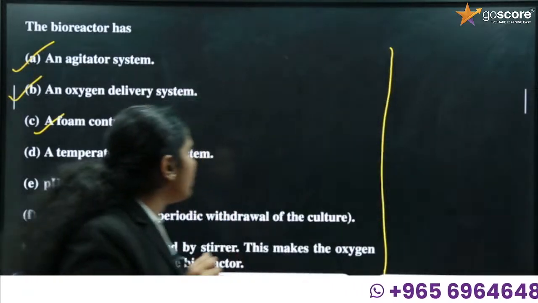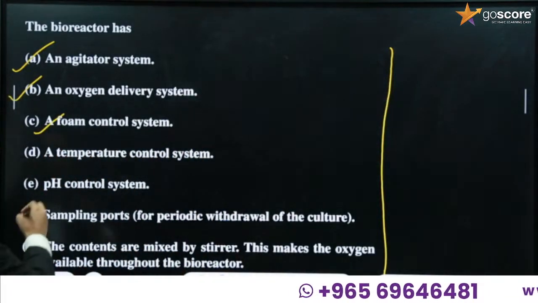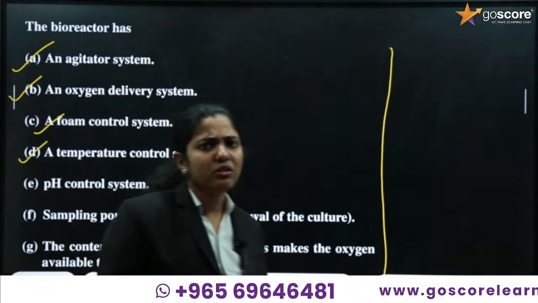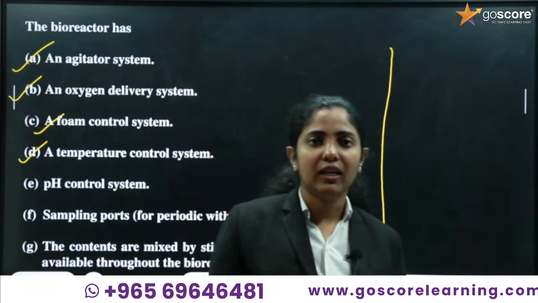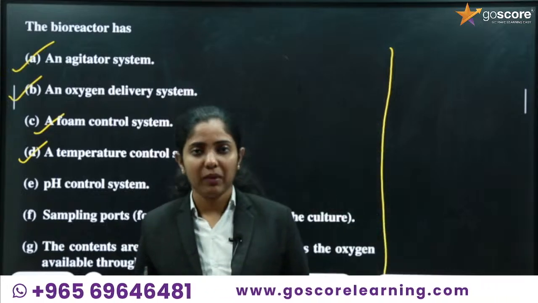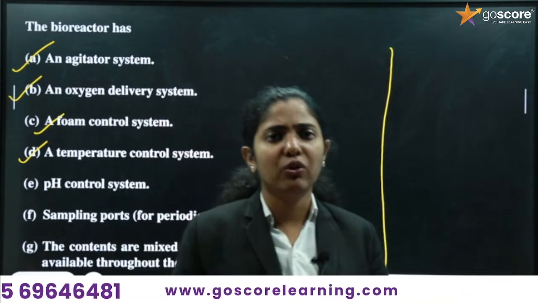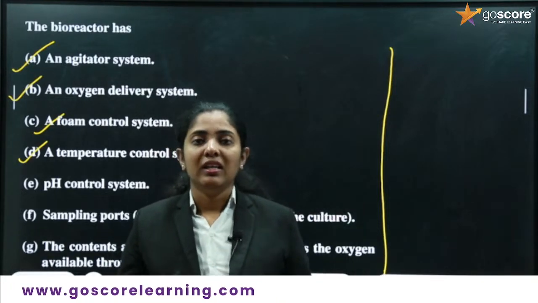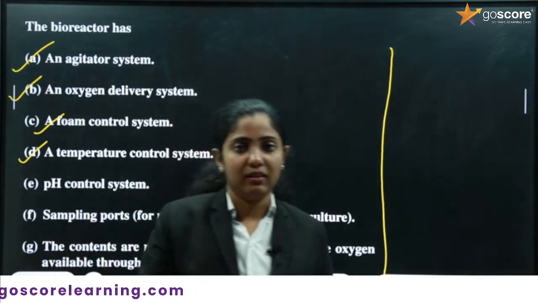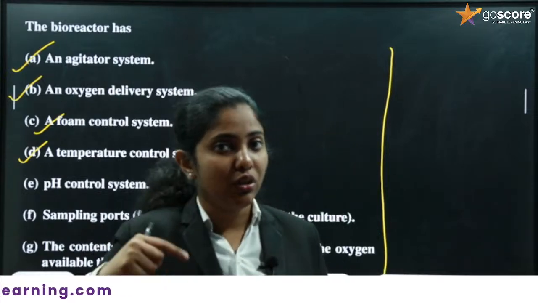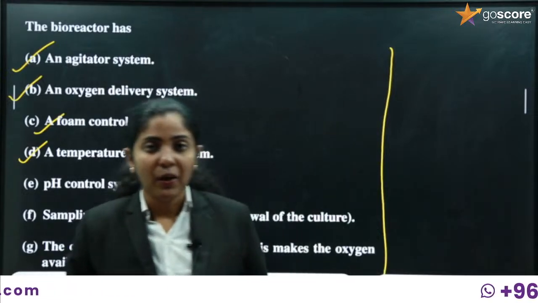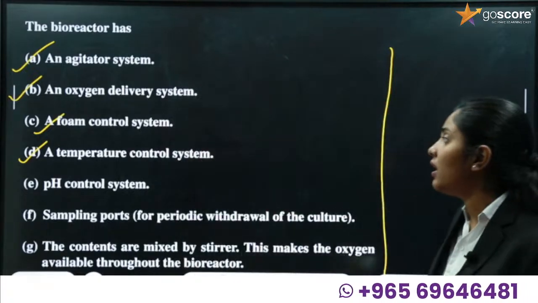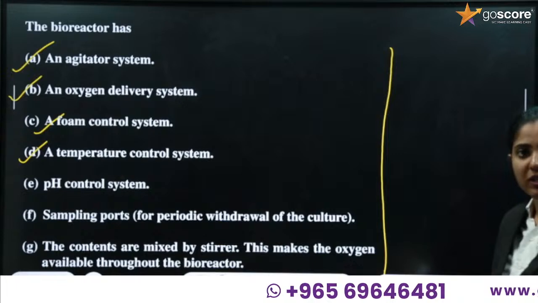Okay, so next one, what is next one? A temperature control system will be there. For every process of agitation, what should be maintained? A proper temperature has to be maintained. See, my dear students, after working an agitator for even 1 hour or 2 hours, the temperature will rise. So, in order to maintain the temperature of this bioreactor, a temperature control system should be present.